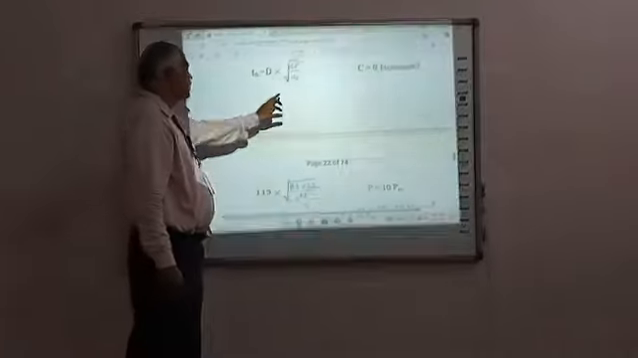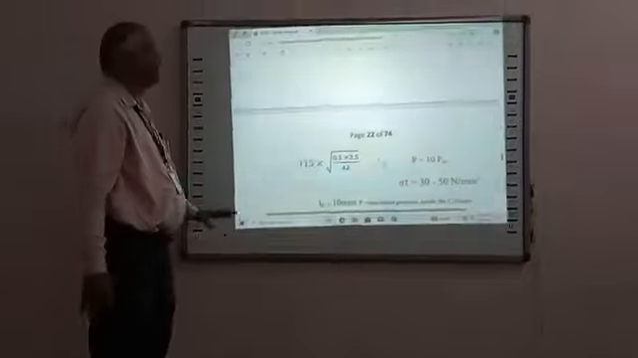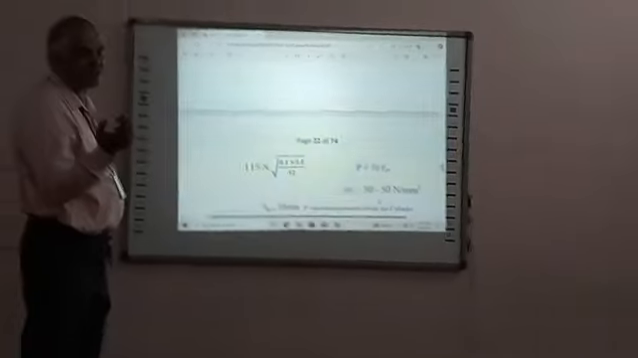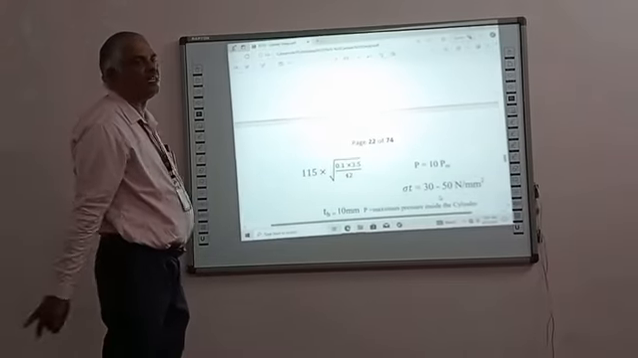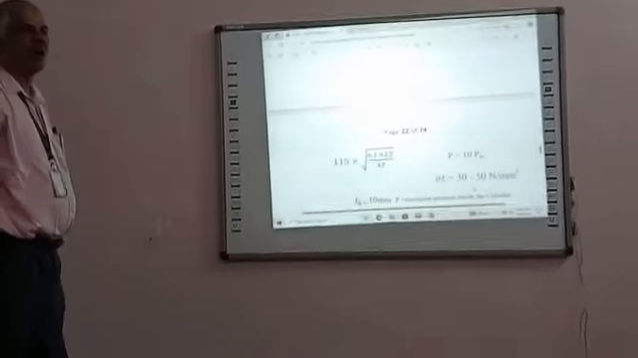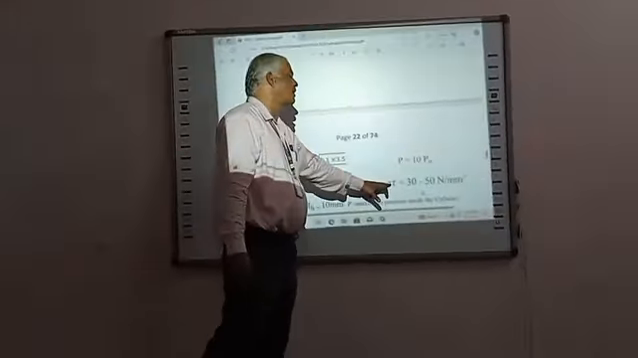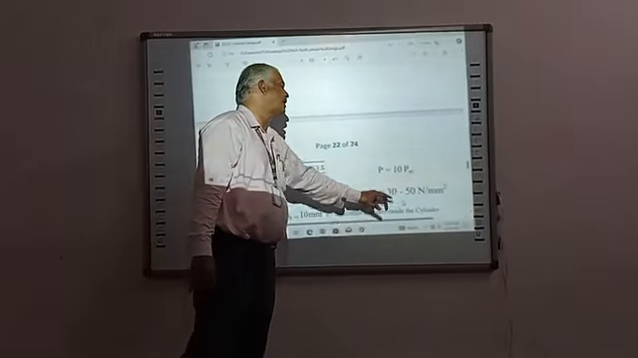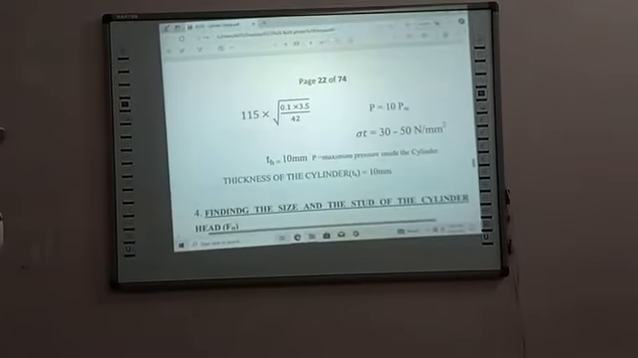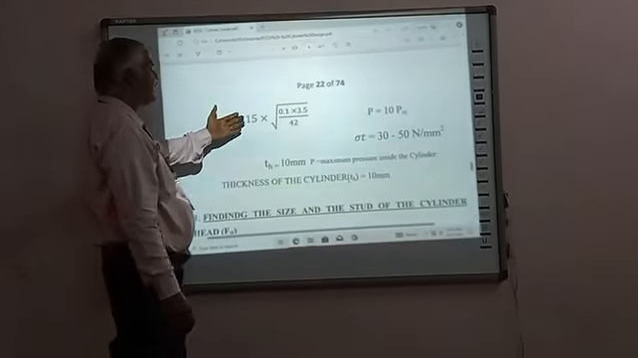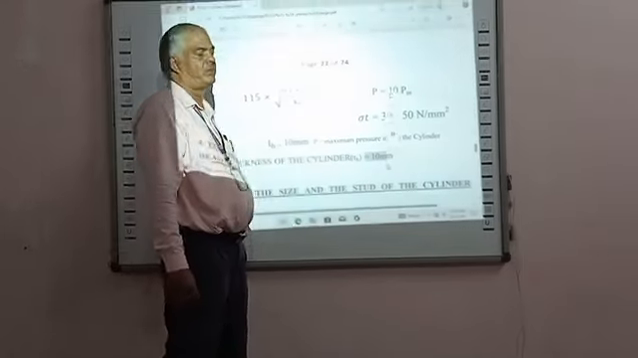Sigma T is the allowable stress of the cylinder material. There are three materials nowadays: one is cast iron, second is alloy steel, third is aluminum. Depending on our requirement, we can change. For cast iron, sigma is 30 to 50 Newton per meter square. Substituting this here, we get the cylinder thickness. In this problem, we get approximately 10 mm.